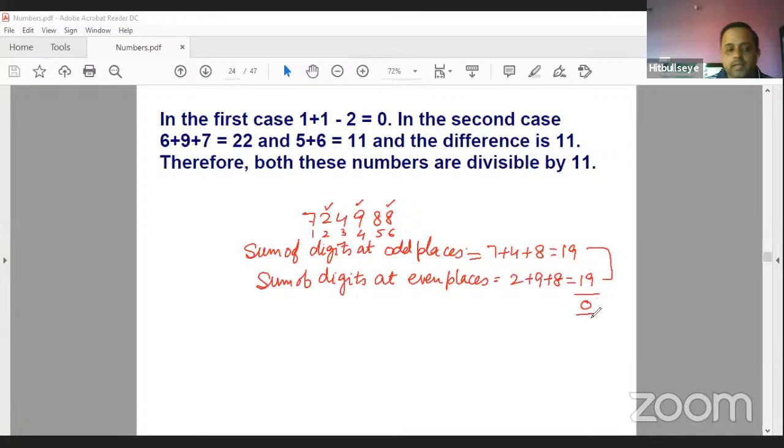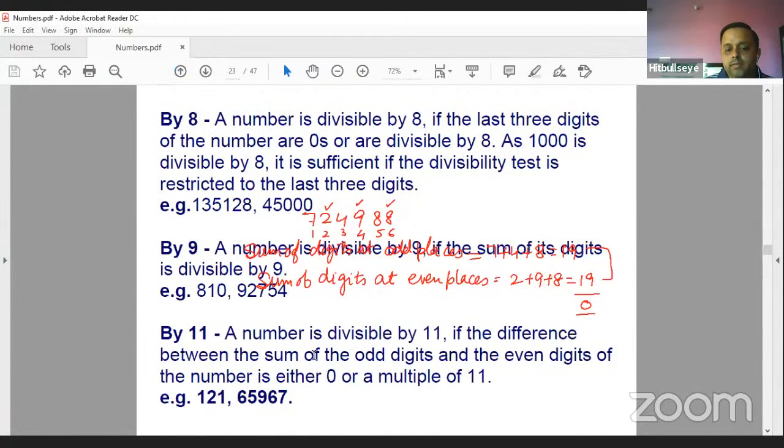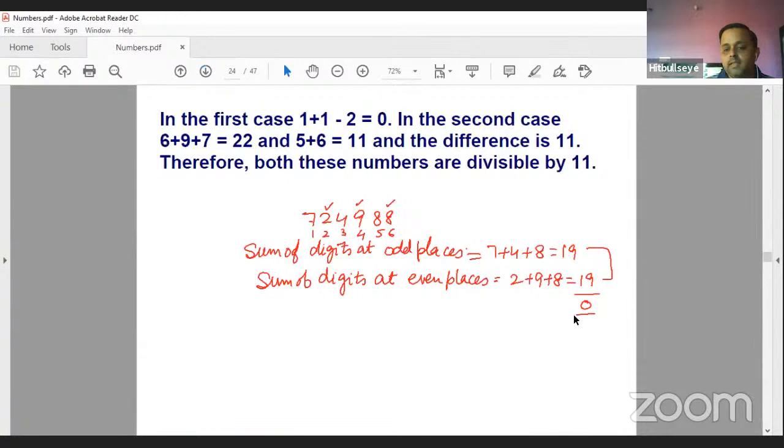So this difference should be either 0 or a multiple of 11. If that happens, the number will be divisible by 11 also. That is the rule. So the difference between the sum of the digits at the odd places and the even places, if it is either 0 or a multiple of 11, then the number is divisible by 11. In this case, I'm getting the difference to be 0, but even if the difference is a multiple of 11, the number would have been divisible by 11. I think this rule is clear to everyone.